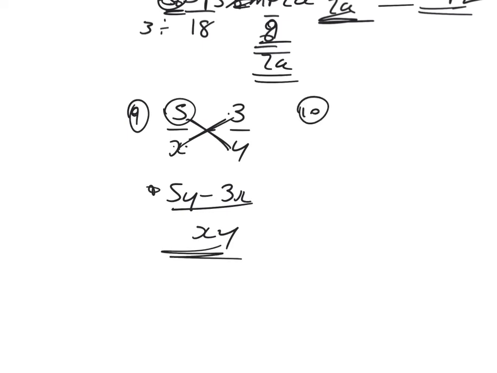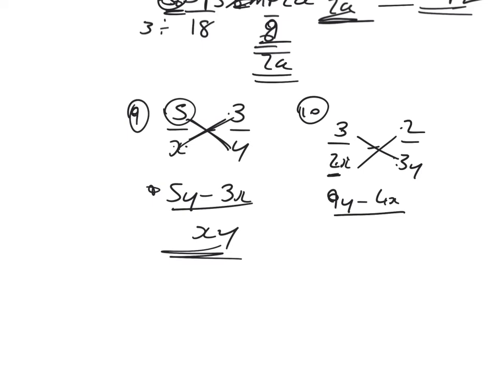Example 10, and we've got 3 over 2x minus 2 over 3y. Kiss and smile. Start at the top left hand side. 3 times 3y is 9y. Minus 2 times 2x is 4x. Over 2x times 3y. Well, 2 times 3 is 6, and x times y is xy. Okay, can I factorise the top? No, I can't. Can't collect like terms either. Final answer.